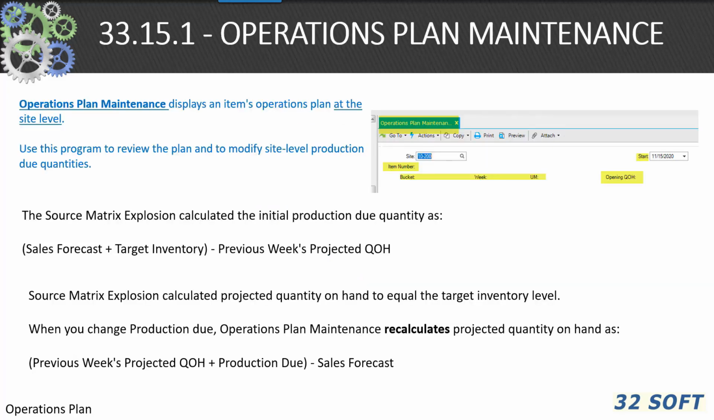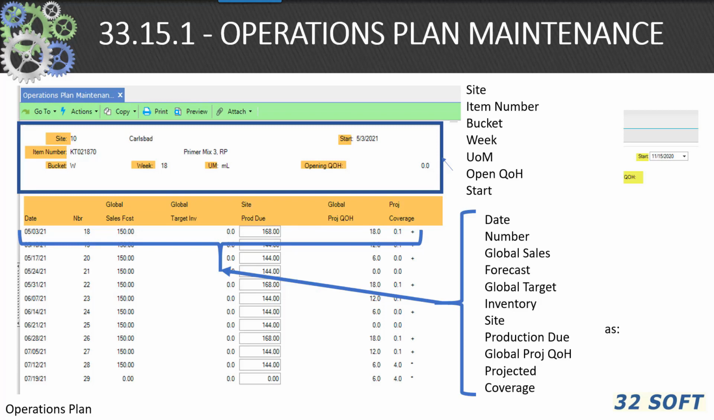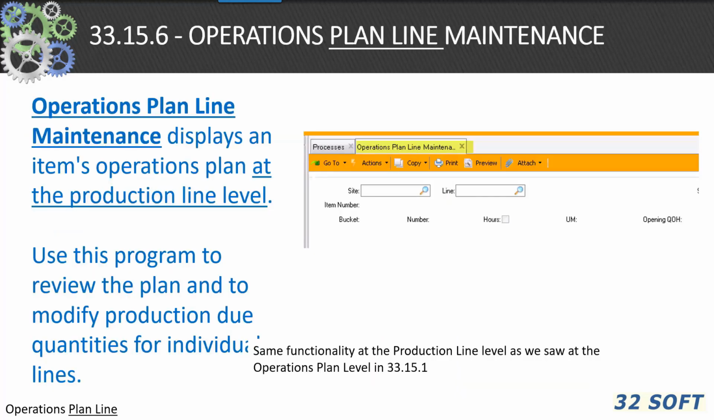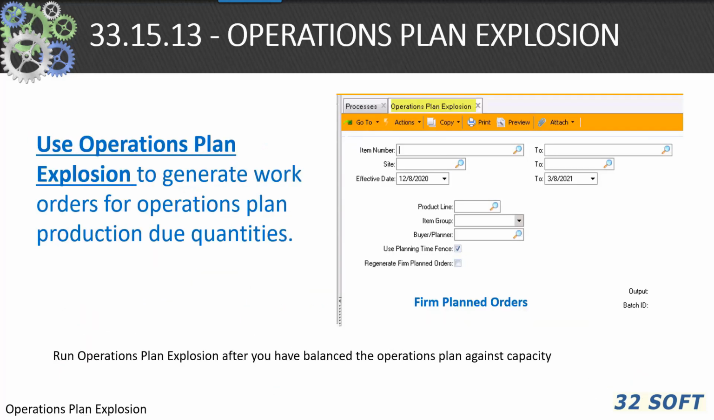The 33.15.1 operations plan level. This displays the item's operation plan at a site level. You use this plan to review and modify the site level production due quantities. Here you can see where you set up forecast, global target inventory, site, production due, your global projected quantity on hand, your projected and your coverage. The operations plan level, basically the same functionality as the production line level we saw in 33.15.1.